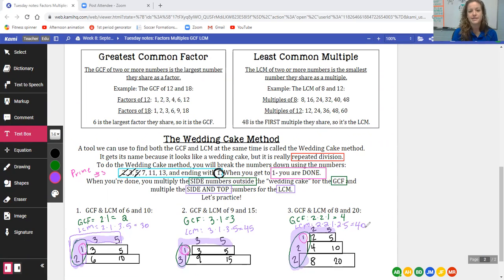Are there any questions? All right. So if you needed more practice on this, come up with 2 numbers and use your wedding cake method in order to work these out and just practice the skill. We will go over more of these later.